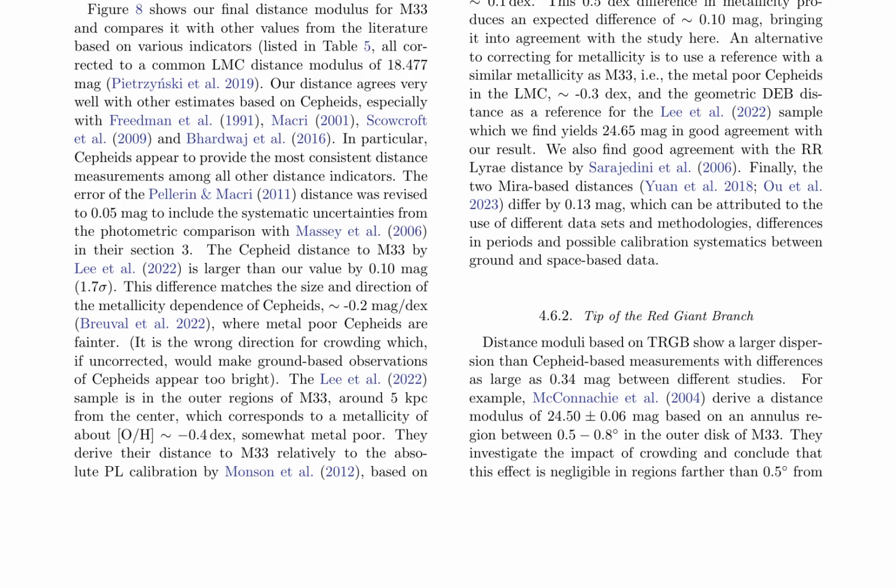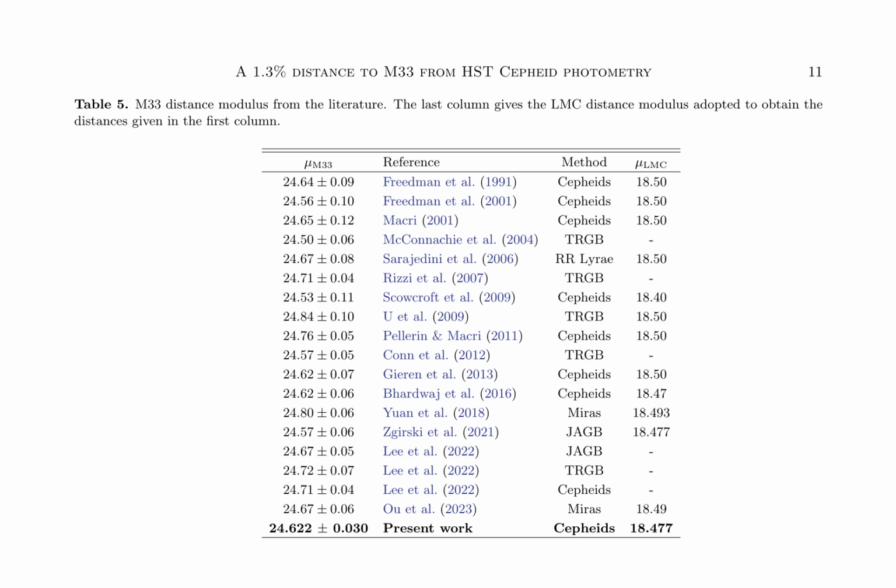The error budget for the distance to M33 is detailed in Table 4, with a total error of 1.38%. The authors conclude that their distance modulus is consistent with other estimates and provides a precise measurement of the distance to M33. The paper discusses the estimation of the distance to M33 using Cepheid variables, providing a summary of various distance indicators and their corresponding mean values.